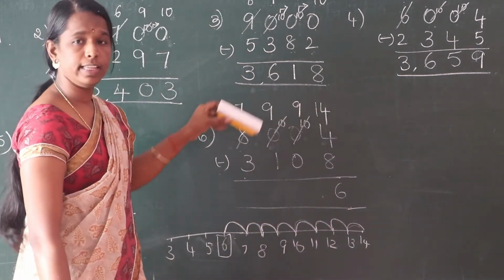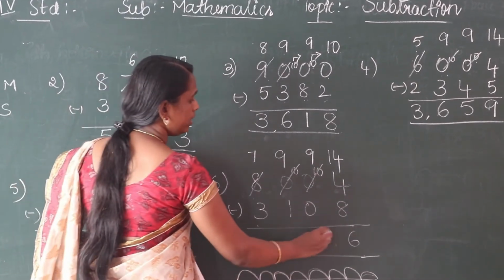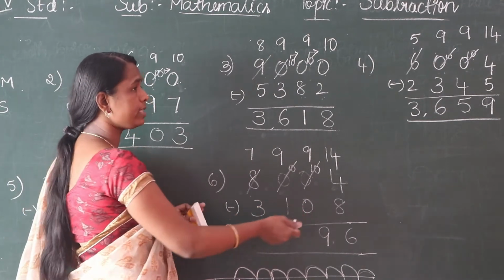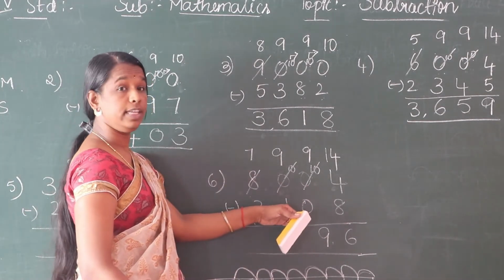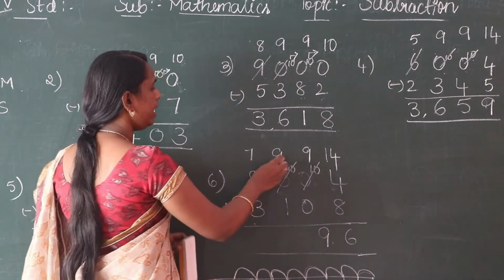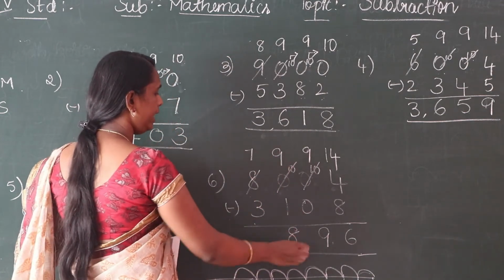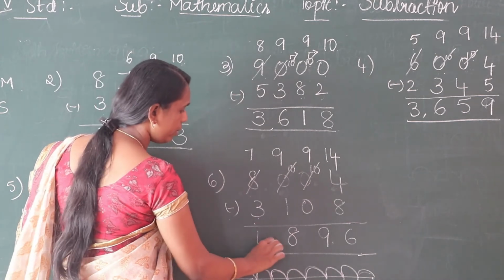Again here 9 is there. 9 minus 0 becomes how much? 9. Subtracting 0 from any number, the number stays itself. The number is 9. 9 minus 1 is 8. 7 minus 3, how much? 4.